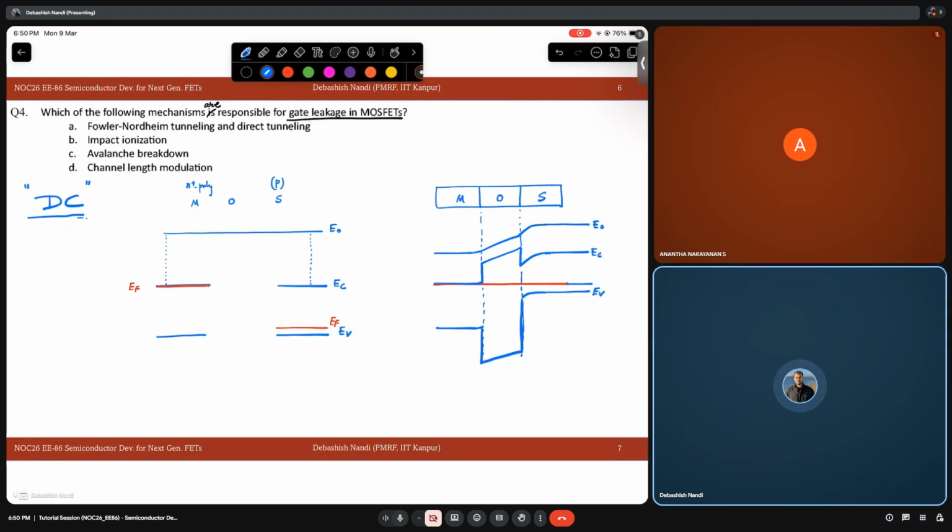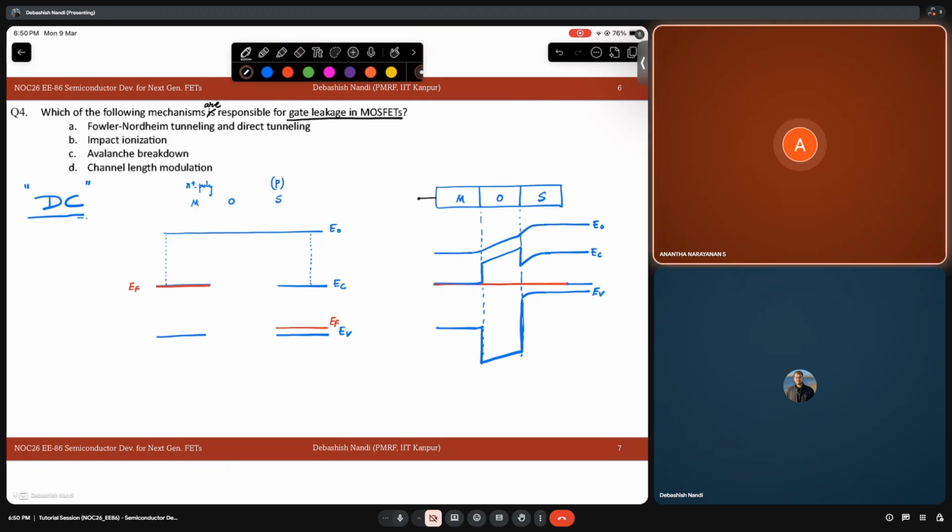So if that is the case, then how can current flow between metal and semiconductor? Sir, in this case, it won't be flowing, right, sir? Because the Fermi level is not bending. At least in the conventional sense, it should not flow.